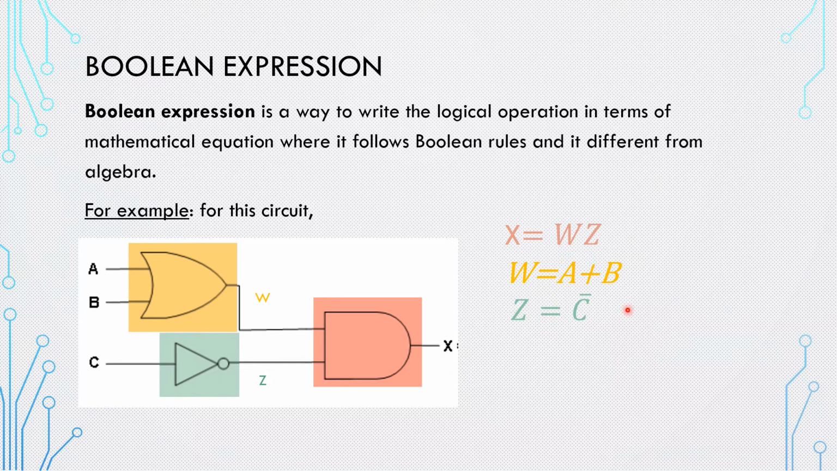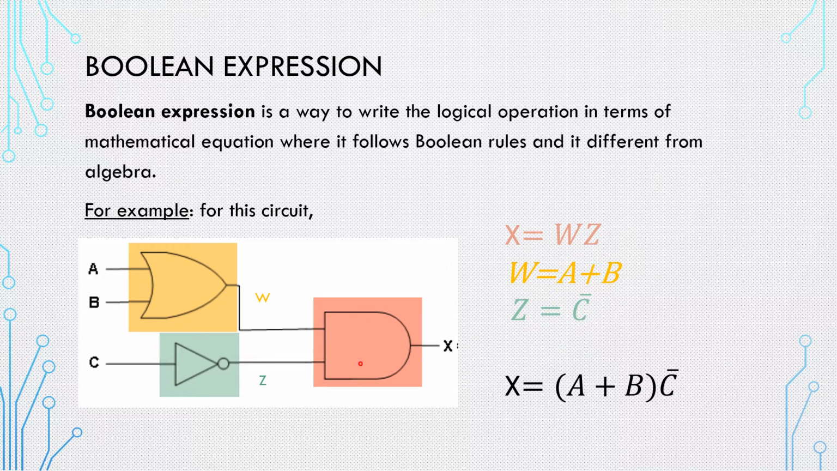Now I want to combine or substitute what I defined at the beginning, W and Z, in order to find out the relation between X and ABC, the original output with the original input. I don't care about the intermediate, just to help me to write down the equation. So if you substitute back W with its expression, you're gonna have A plus B or A or B in bracket, and this should be ANDed with C bar. So this is the way how to write down the Boolean expression for this circuit.